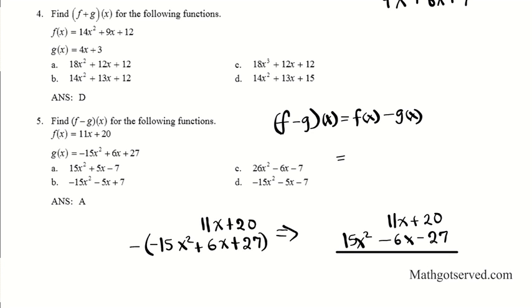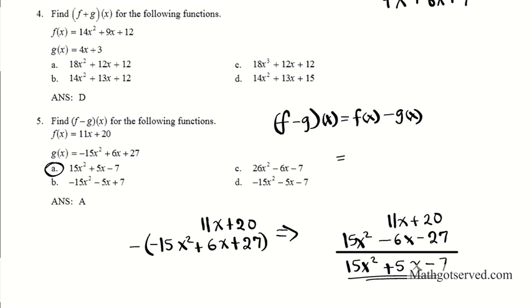And then when we combine downwards, our answer is going to be 15x squared plus 5x minus 7. Okay? So there you have it. All right, so let's see which one matches with this. The answer is option A.